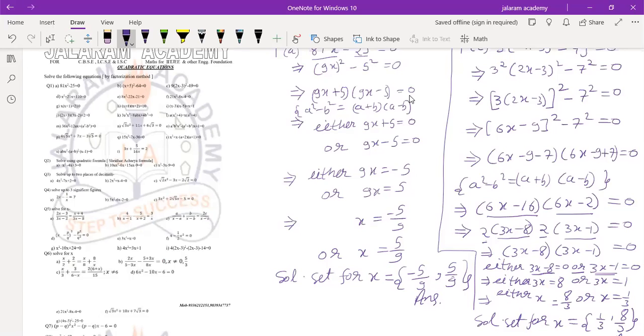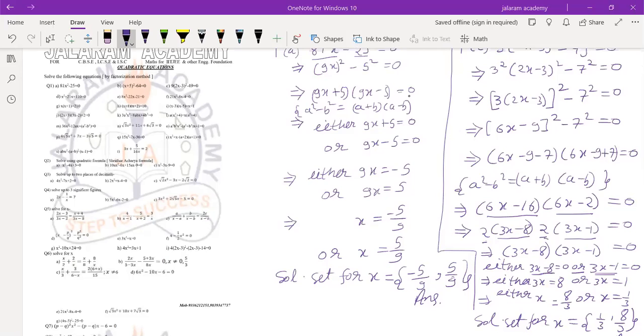Or 3x minus 8 equals to 0. Or again there is 2. So those terms which are non-zero will be removed. Is that clear to you? So the next is 3x minus 8 equals to 0 or 3x minus 1 equals to 0. Means only these two will be 0. 2 cannot be 0. Wait. I will clear the doubts of everyone one by one. And now tell what's your doubt?